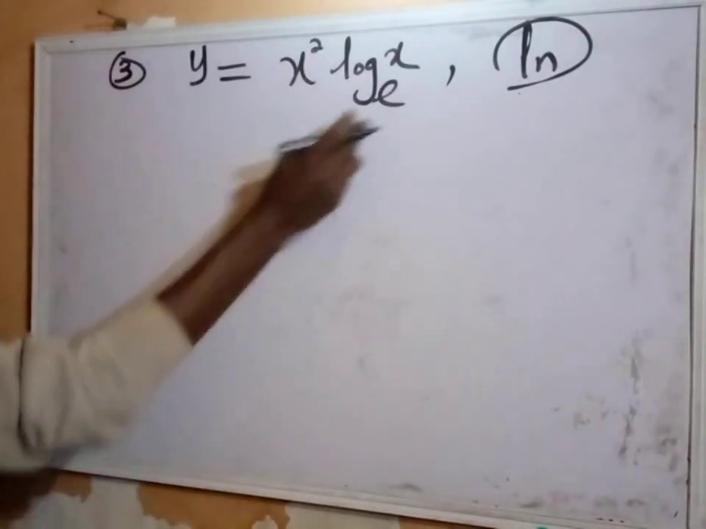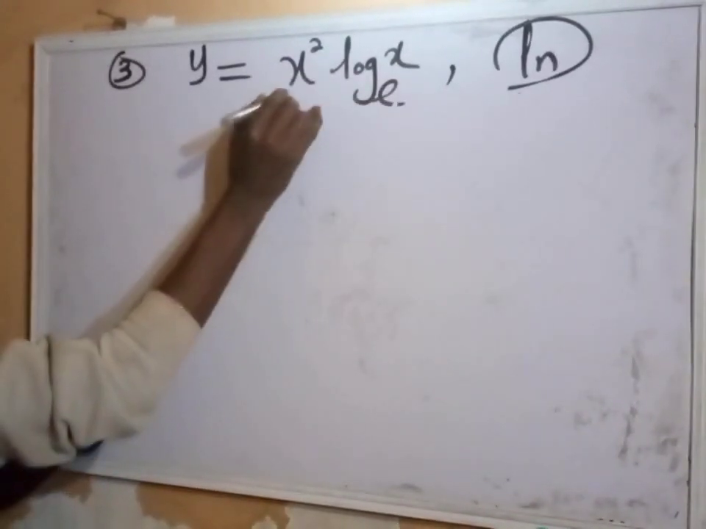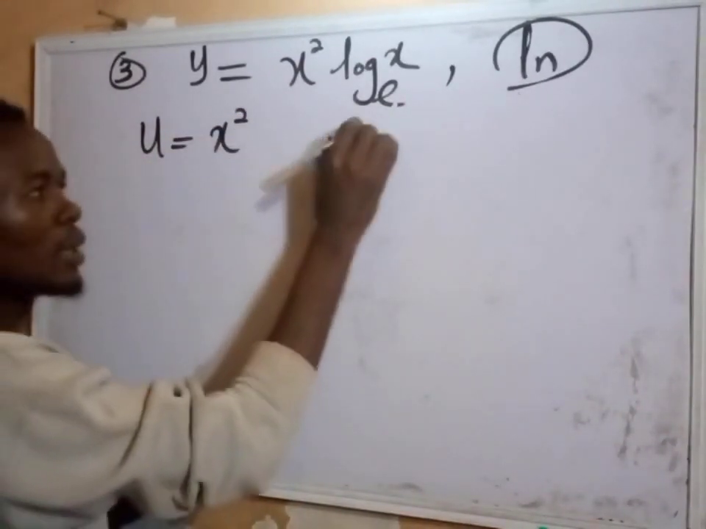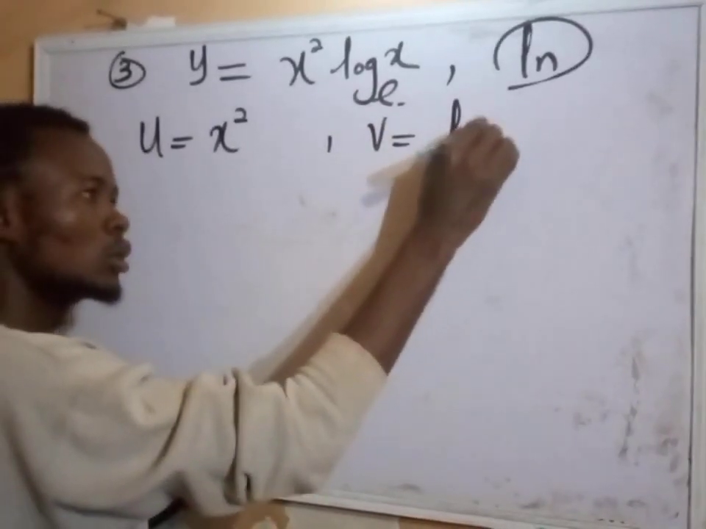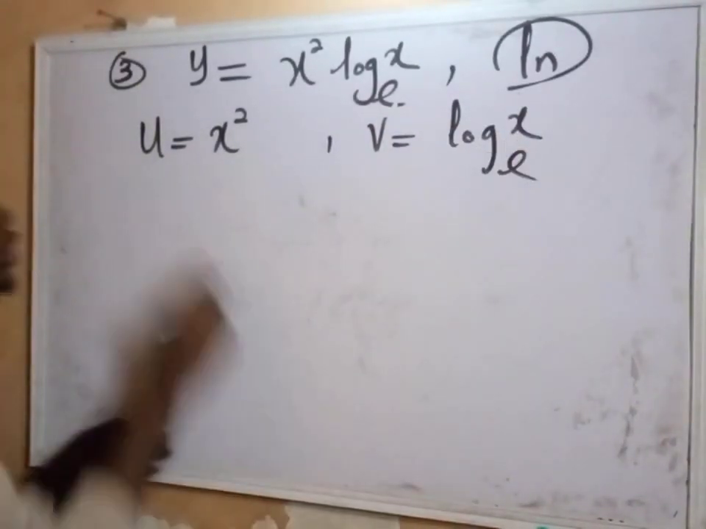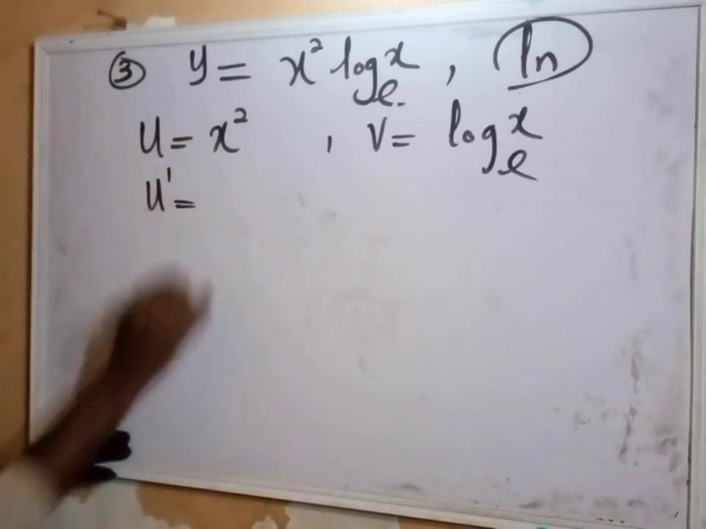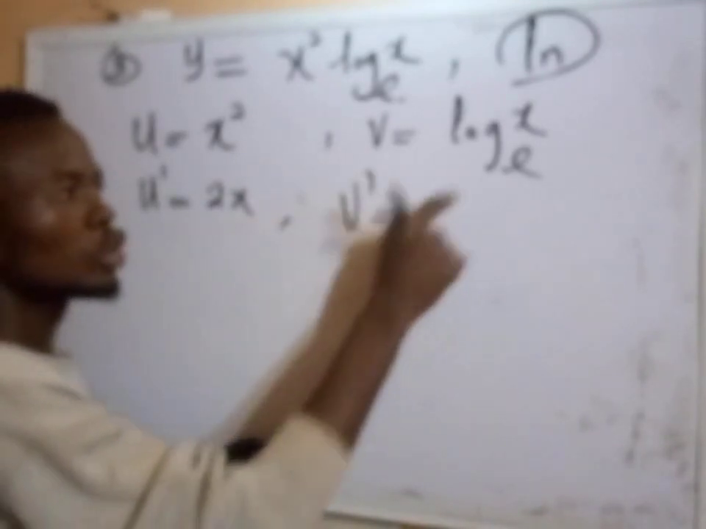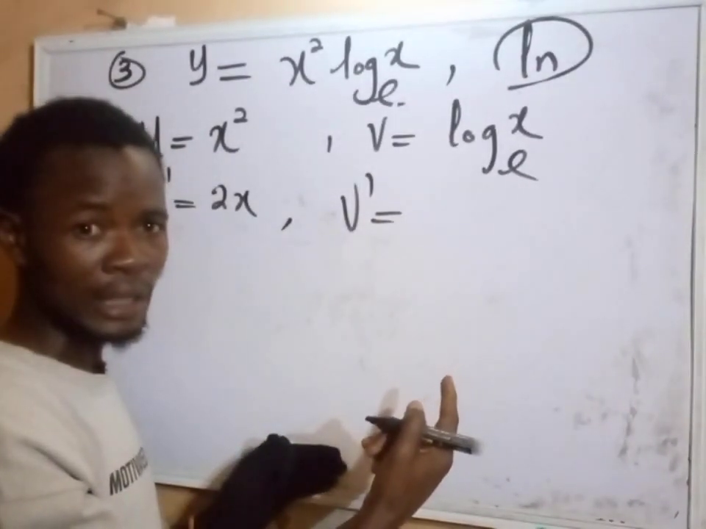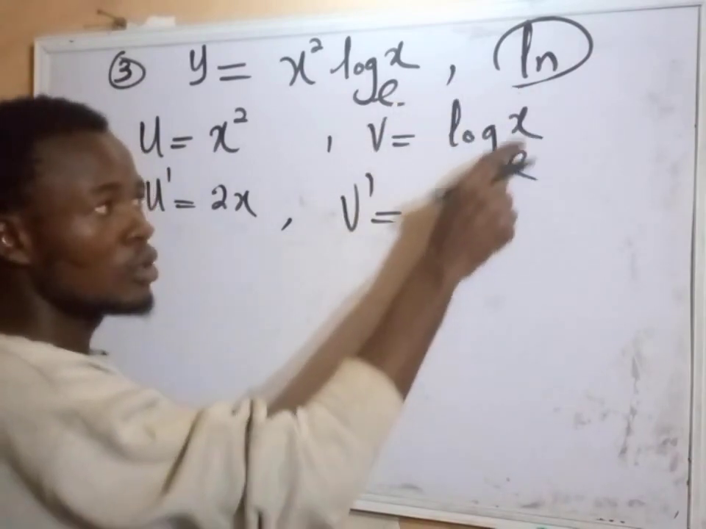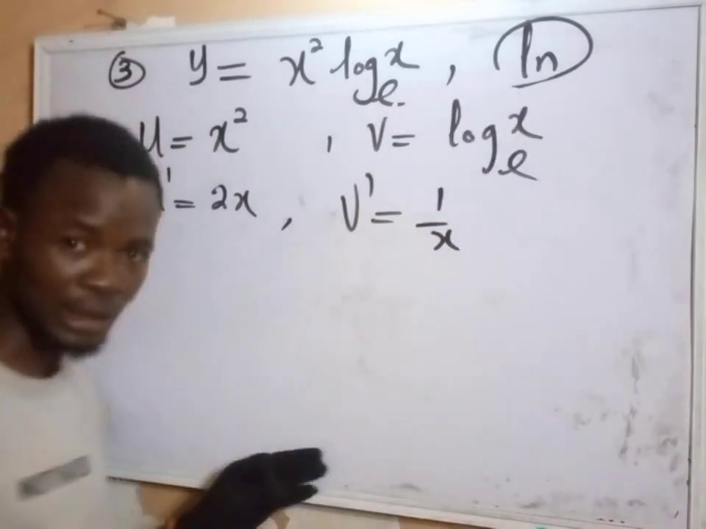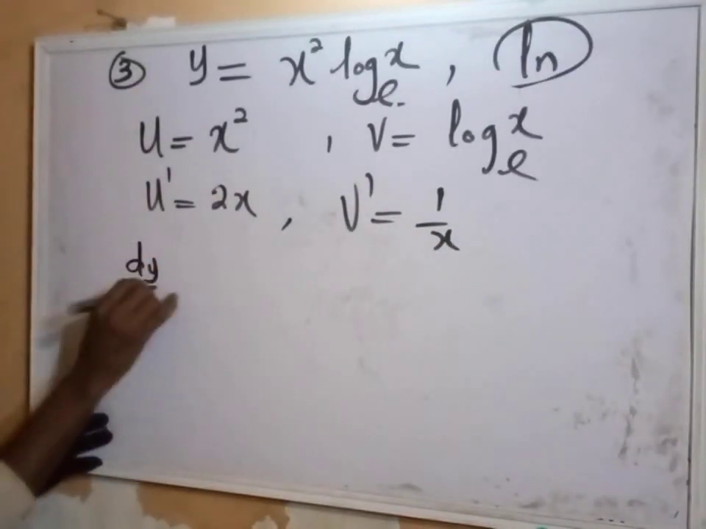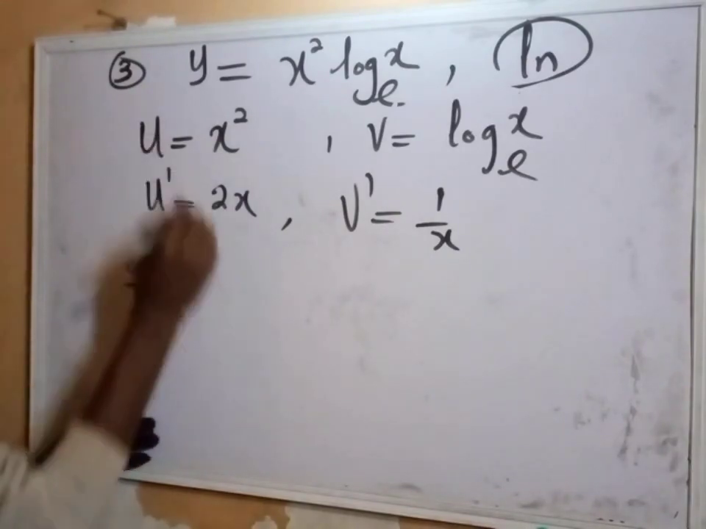So to do that, we still apply the same thing. Suppose this one is u, so if u equals x squared, then we are going to have v equals the log of x base e. Differentiating this, we have u prime equals 2x. Then differentiating this, we have v prime: differentiating log of x, we are going to have 1 divided by x. That is standard.